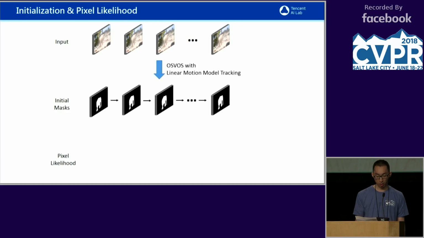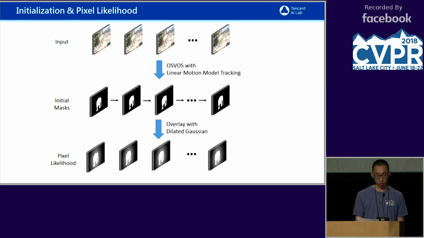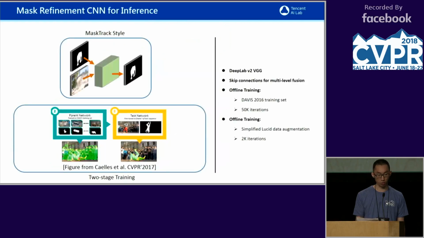We initialize the algorithm using the results from the OSFOS with linear motion tracking and obtain the unary pixel likelihood by modeling the uncertain region around the foreground objects. The CNN used for defining the objective function and performing the inference is a mask track style CNN shown here, which we train using a two-stage scheme like previous work.